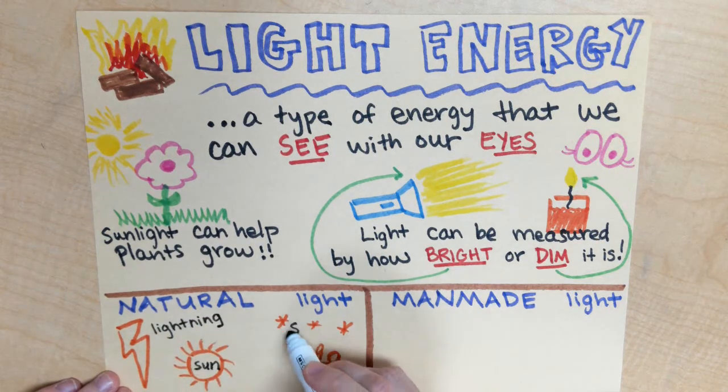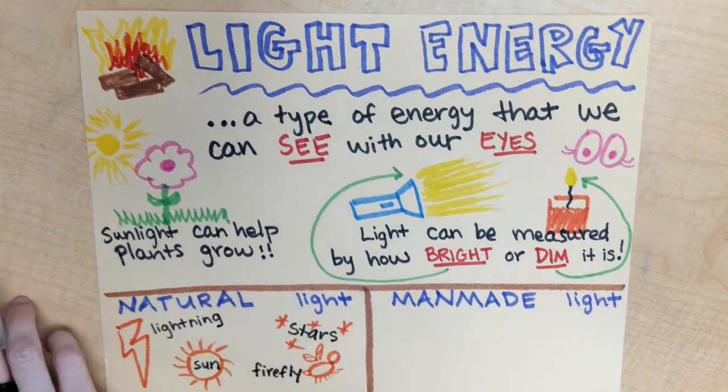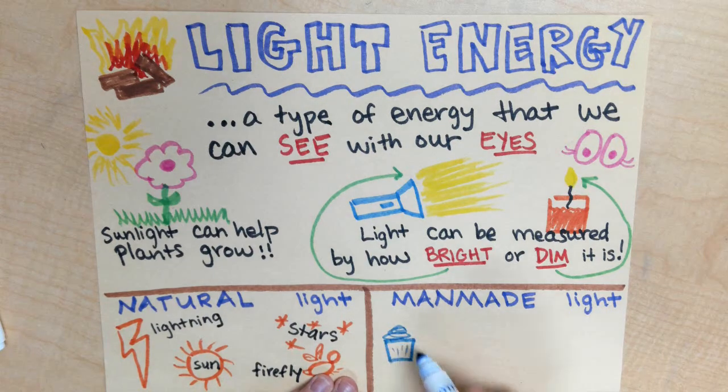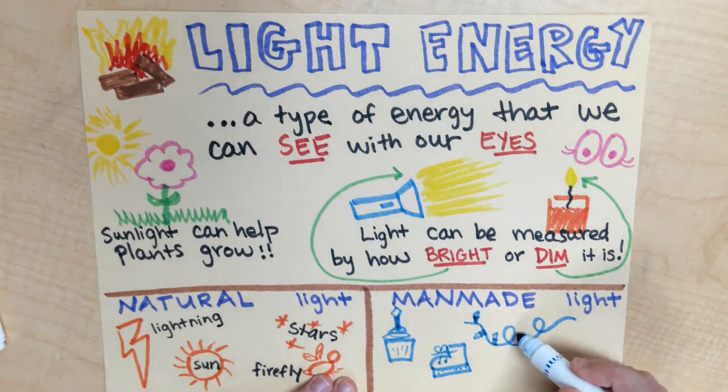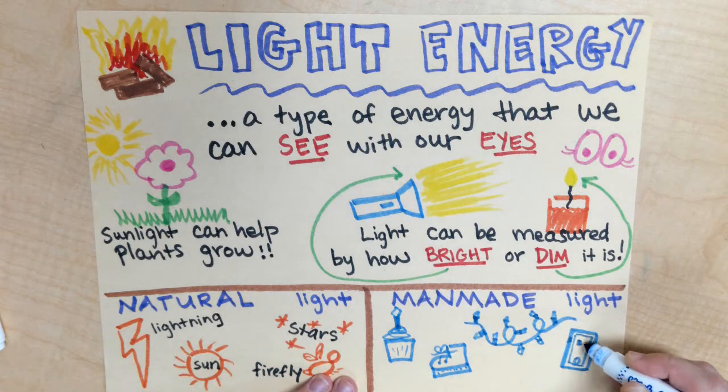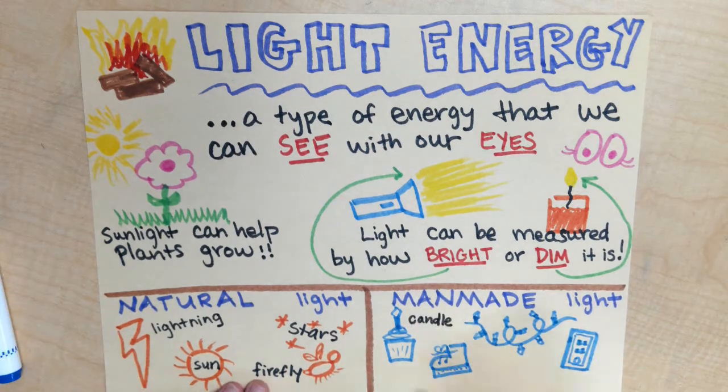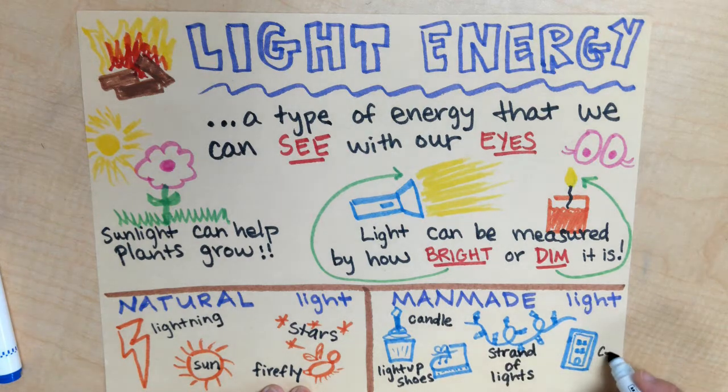And man-made light refers to objects that produce light, but either a person had to make that object or a machine had to make it, such as a cell phone, a candle, those cool shoes that light up when you walk on them, or even a strand of lights that you see during the holidays that you have to plug into a wall.